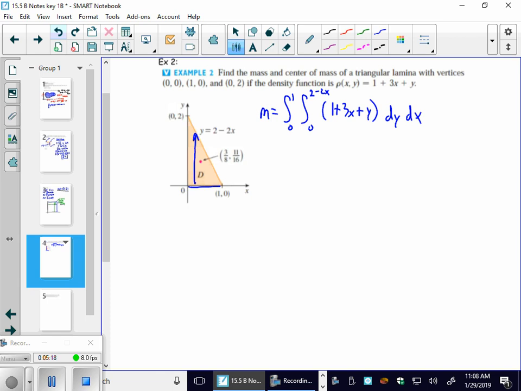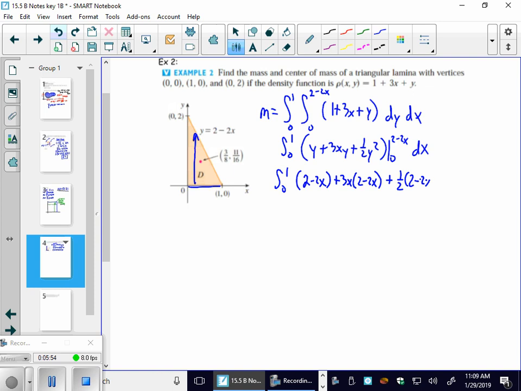So let's go ahead and find the mass. So we're going to have integral from 0 to 1, integrating with respect to y first. We get y plus 3xy plus 1/2 y squared from 0 to 2 minus 2x dx. So let's go ahead and plug in 2 minus 2x for the y's. 2 minus 2x plus 3x times 2 minus 2x plus 1/2 times 2 minus 2x squared dx.